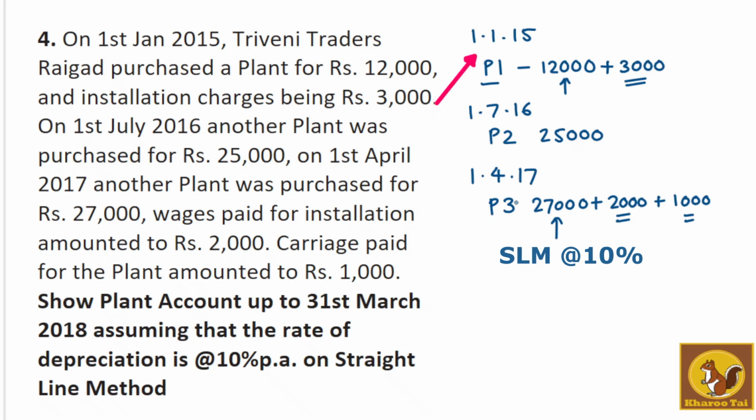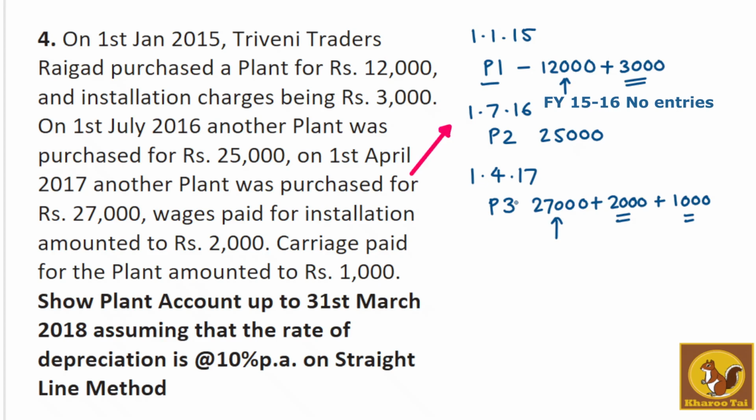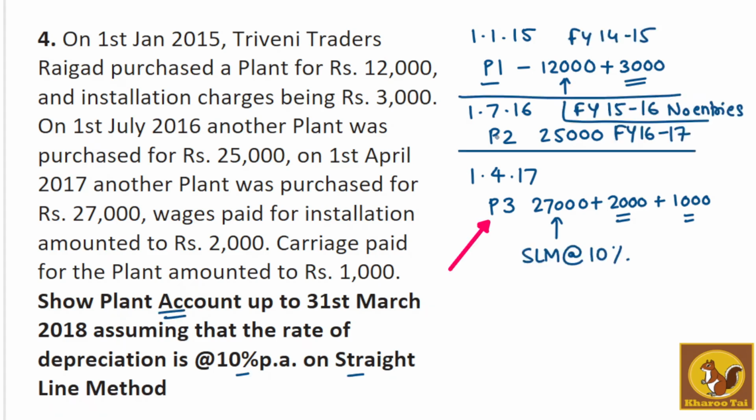So this will be financial year 14-15, no other entry in the first year. The second year will be financial year 15-16, and then this is financial year 16-17. In financial year 15-16 there are no entries. In 16-17 we have purchased plant 2, and in financial year 17-18 we have purchased plant 3, and we want the plant account posting up to 31st March, so up to this year.